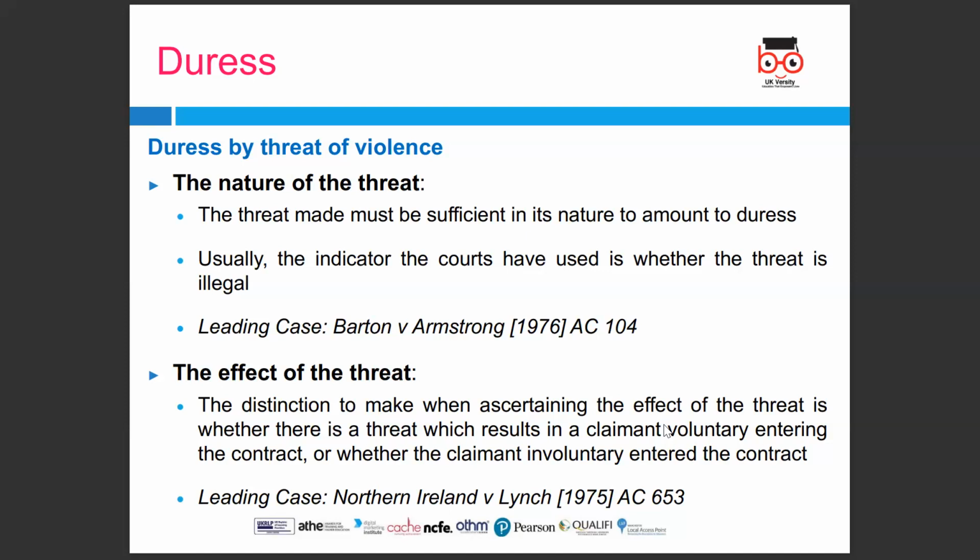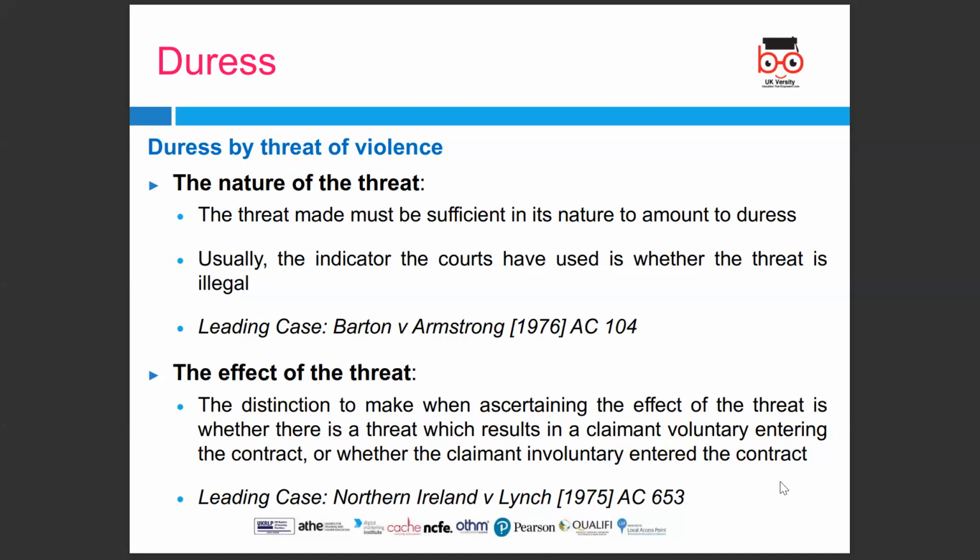So the effect of threat. The distinction to make when ascertaining the effect of threat is whether there is a threat which results in a claimant voluntarily entering the contract, or whether the claimant involuntarily entered the contract. And the leading case is the case of Northern Ireland and Lynch, 1975. This case provides an effective explanation of the issue of threat.